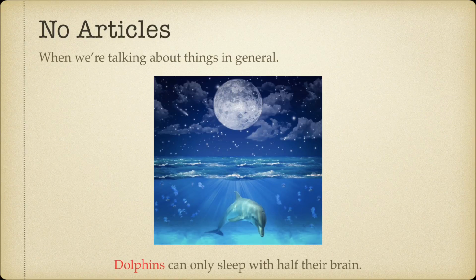Dolphins can only sleep with half their brain. The other half must stay awake to prevent themselves from drowning. In this sentence, we're talking about all dolphins in general. Compare this with: a dolphin can only swim with half its brain. In this sentence, we're not talking about a specific dolphin. Instead, we're talking about any dolphin. So this has the same effect as talking about dolphins in general.